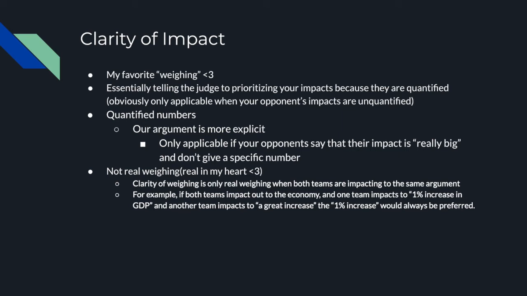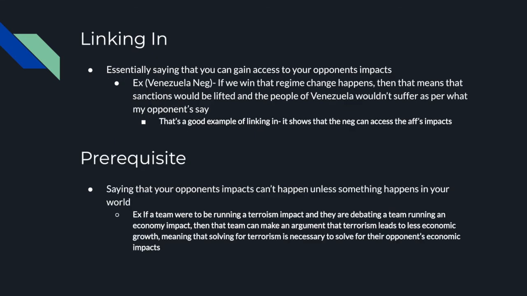So let's talk a bit more about quantified numbers. The easiest way to weigh clarity of impact is by saying, our argument is more specific. We're going to grow the economy by, per se, like 1%. And once again, it's only applicable if your opponents say something like, our impact is really big, and don't give a specific number. These are two more weighing mechanisms, and both of them are pretty useful if you win them.